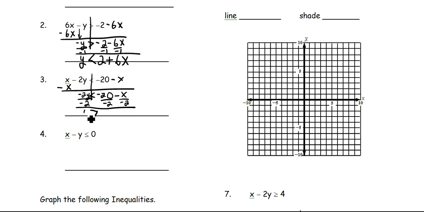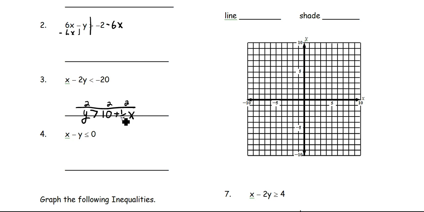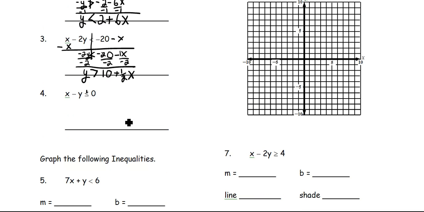This becomes a 1y. Negative 20 divided by negative 2 becomes a positive 10. Now remember, if there is no coefficient that you can see in front of x, it is a 1. So I'm going to put the 1 there. A negative 1 divided by negative 2 simply becomes a positive 1/2 x. I'll clear that up for you. 1/2. All right.